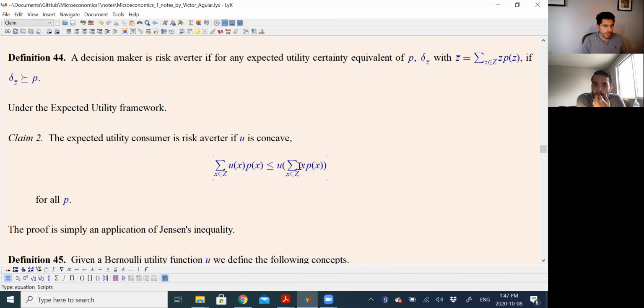So this is a simple consequence of Jensen's, and it gives you the definition of risk aversion, and then it is specialized for the expected utility. So the nice thing about expected utility is you can capture the attitudes towards risk just by modeling the shape of the U. Okay? So if you're concave, now you are risk averse. Okay?